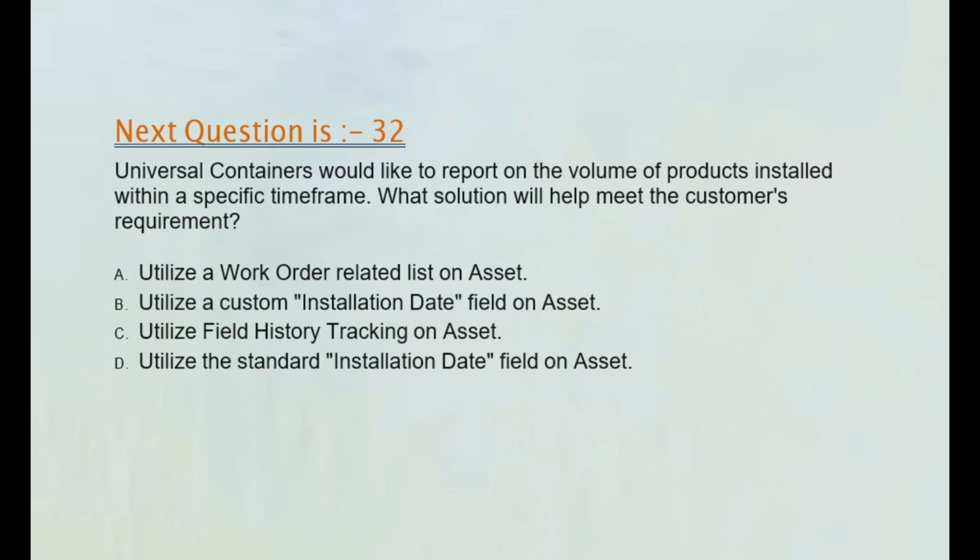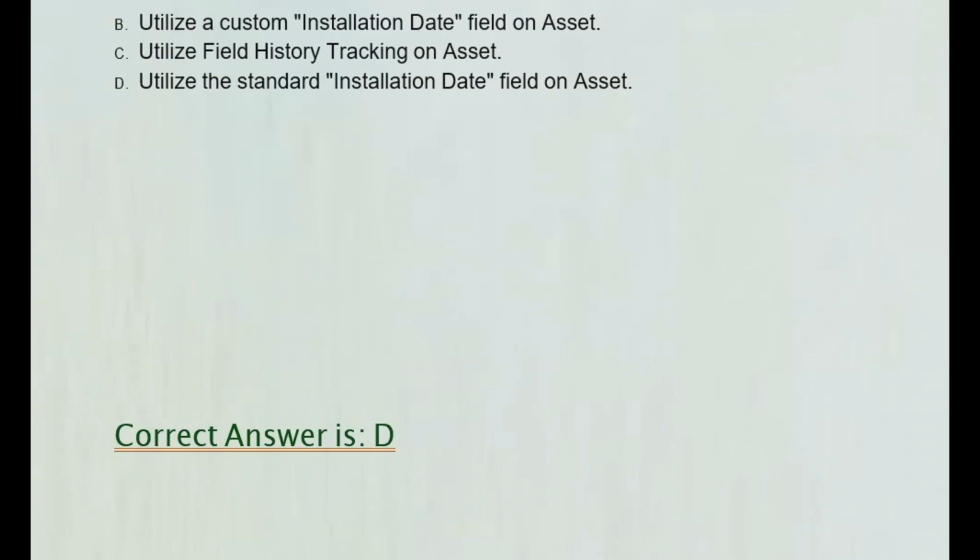Question is Universal Containers would like to report on the volume of products installed within a specific time frame. What solution will help meet the customer's requirement? Option A. Utilize a work order related list on asset. Option B. Utilize a custom installation date field on asset. Option C. Utilize field history tracking on asset. Option D. Utilize the standard installation date field on asset. Correct answer is option D.